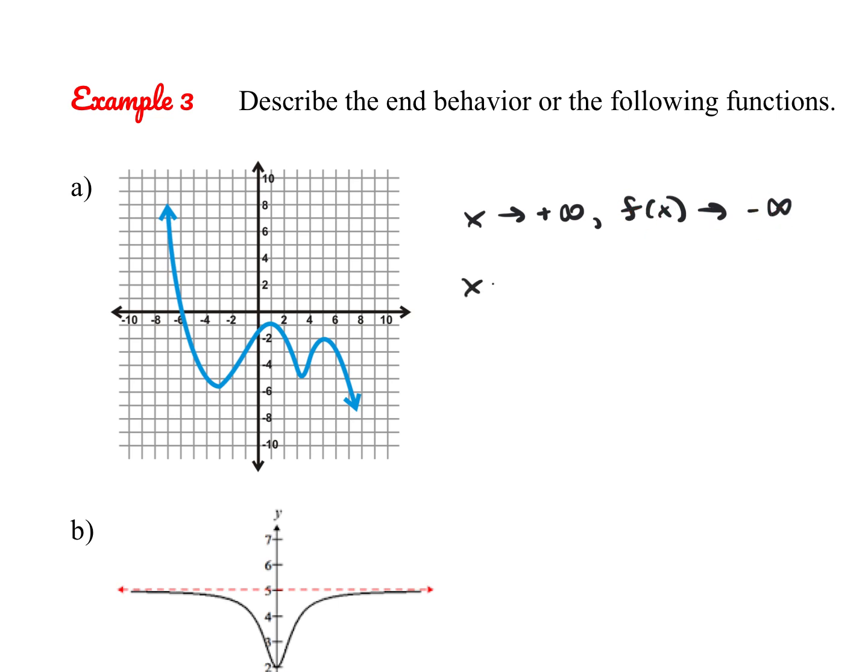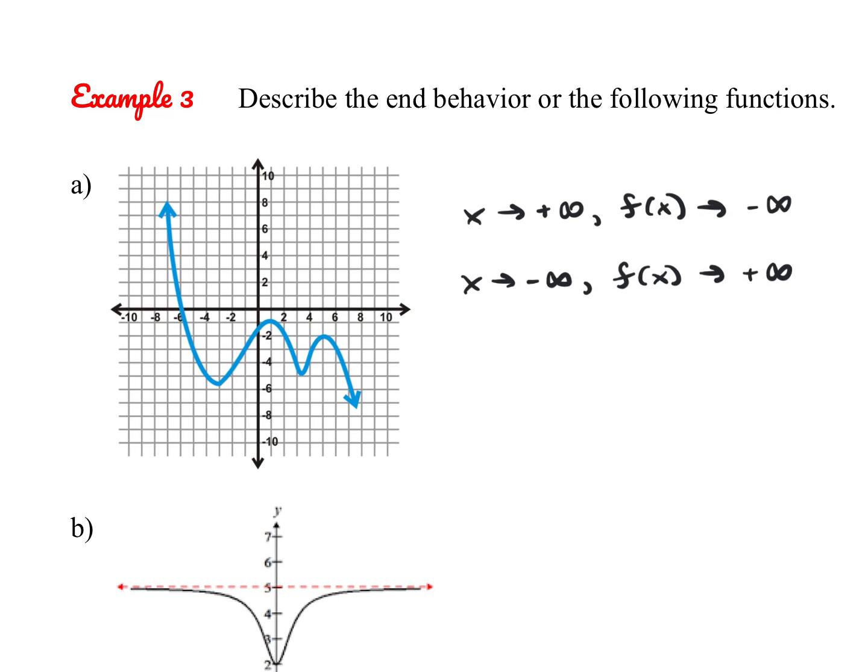And then on the left side, as x approaches negative infinity, which just means moving to the left, I can see that I have the arrow that's pointing up. So that means that f of x will approach positive infinity. So it's okay for the end behaviors to be different. It's also okay for the end behaviors to be the same. Maybe both sides go up or both sides go down.